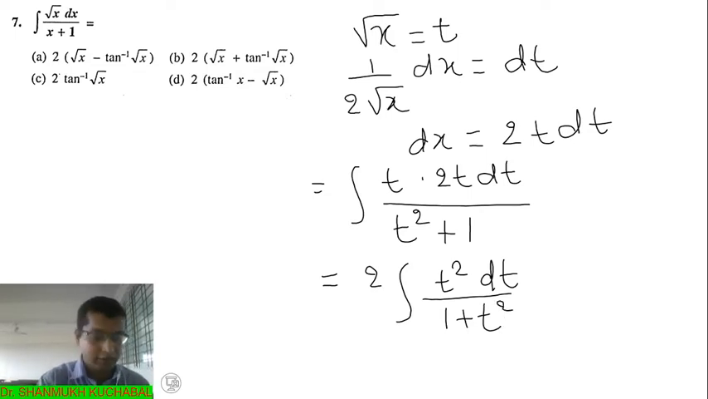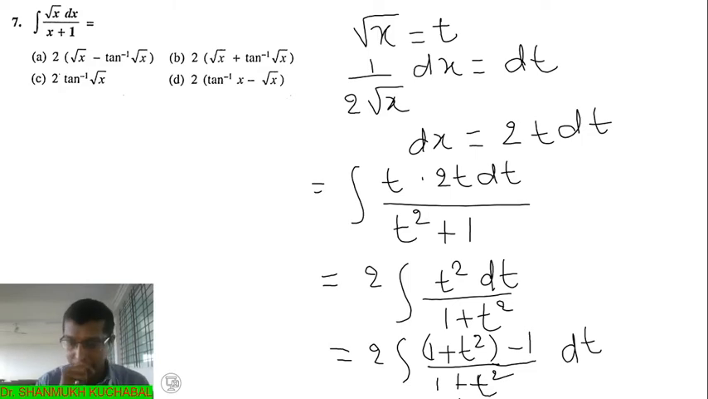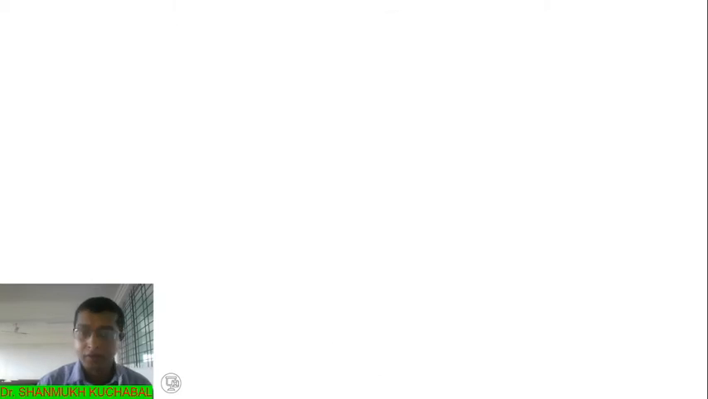It is a simple procedure. I write the numerator as 1 plus t square. The denominator we copy in the numerator, so we get 1 plus t square. Now we have to balance it. In the numerator we want 1 plus t square, but plus 1 is extra, so to balance it I do minus 1 into dt. Further we divide the first term by the denominator, so we get this as 2 times the integration of 1 times dt.